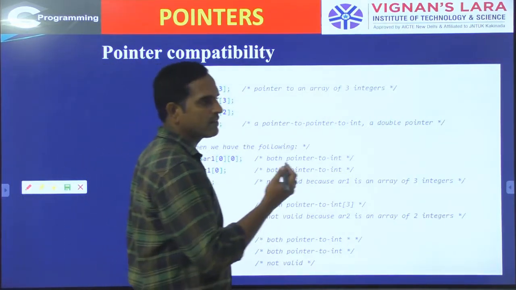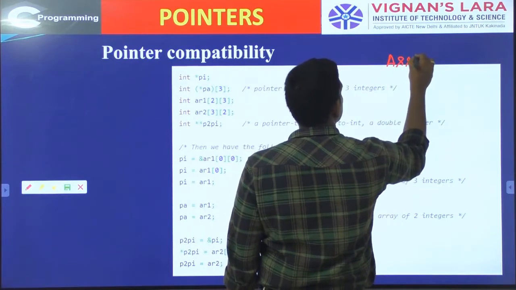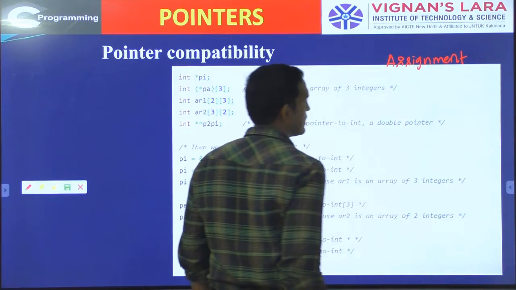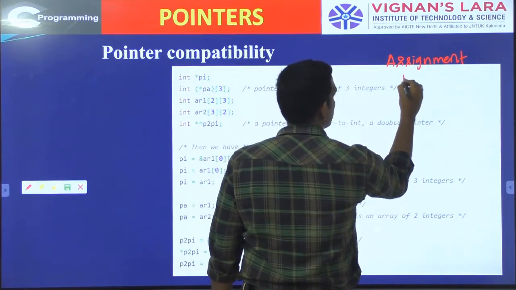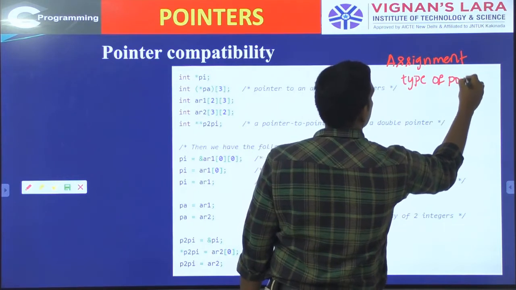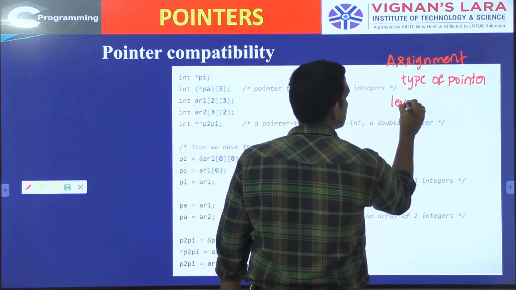So you will have three different types of compatibilities. One is the assignment. Another one is the type of pointer. The third one is the level of pointer.